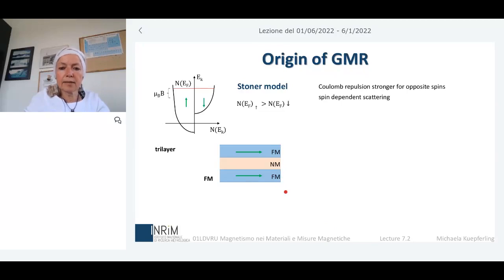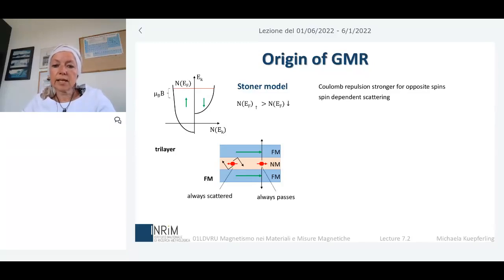If they are magnetized parallel, then we have, of course, electrons that are passing through these layers with a certain spin. Let's assume it is parallel to the direction of the magnetization. And this electron will always pass in both of the ferromagnetic layers. On the other hand, we can have the opposite spin, and this electron will always be scattered at both of the ferromagnetic layers. Now let's take the other situation.